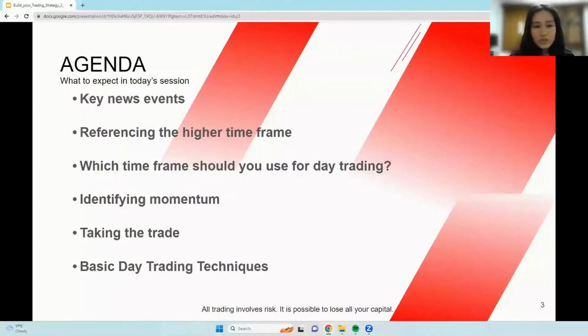Okay, so here's our agenda for today. I'm just going to show you guys what are the key news events to look out for, or how you can implement them into your strategy. This is based off of last week's news events, but I will show you guys this week's news events as well. I'm just going to use last week's as an example. Then we'll reference higher time frames, see which time frame you should use for day trading, identify momentum, taking a trade, and we'll go through a couple of basic day trading techniques.